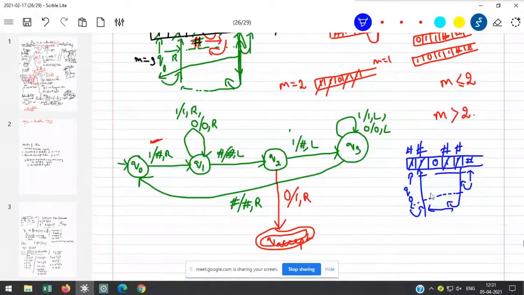hash. Okay, now I'm coming back to this one, Q naught. Currently at this position, Q naught. So Q naught, right? Once I find hash, I'm moving towards the right side, and then the recursion starts if it begins with 1. But in our case, when m is less than 2, we are finding 0 here.